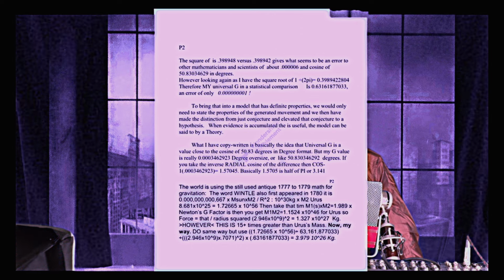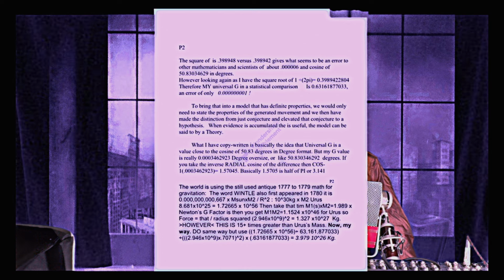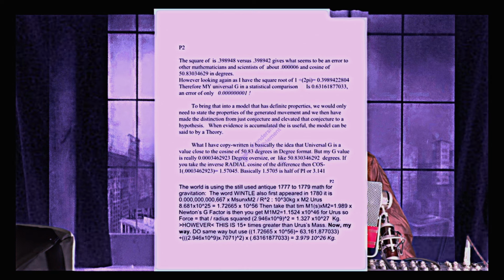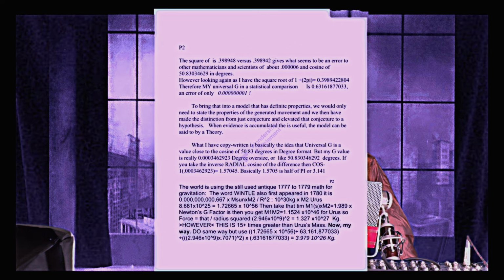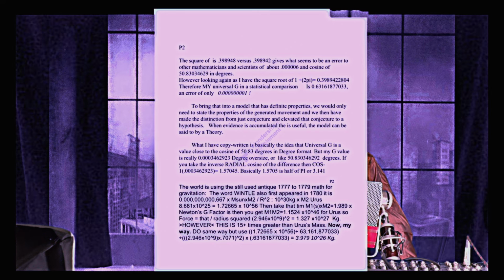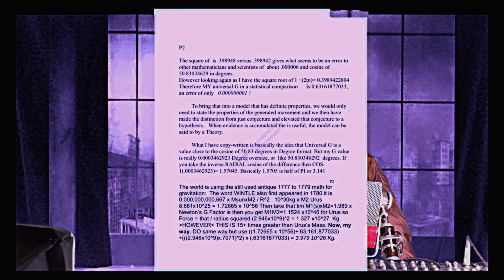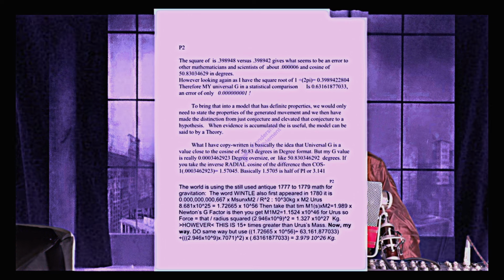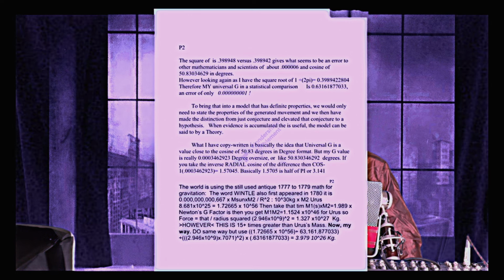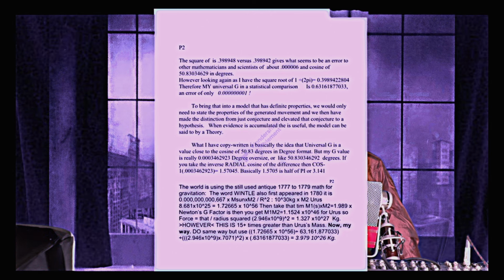The world is using the still used antique 1777 to 1779 math for gravitation. The word Wintle also first appeared in 1780. Newton's G, 0.00000000667, times the mass of the sun times the mass of the second body, our planet. And that quantity is divided by the radius, which is referring to the distance of half the orbit, or the distance from the center of the sun to the planet.